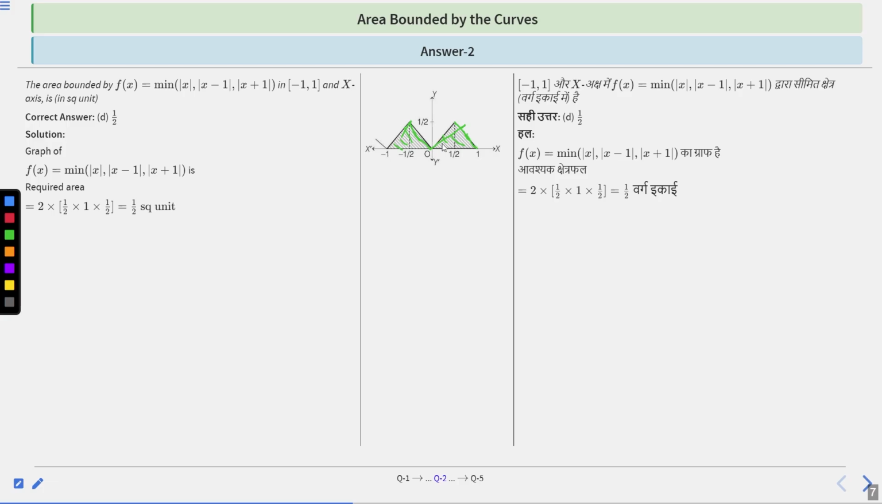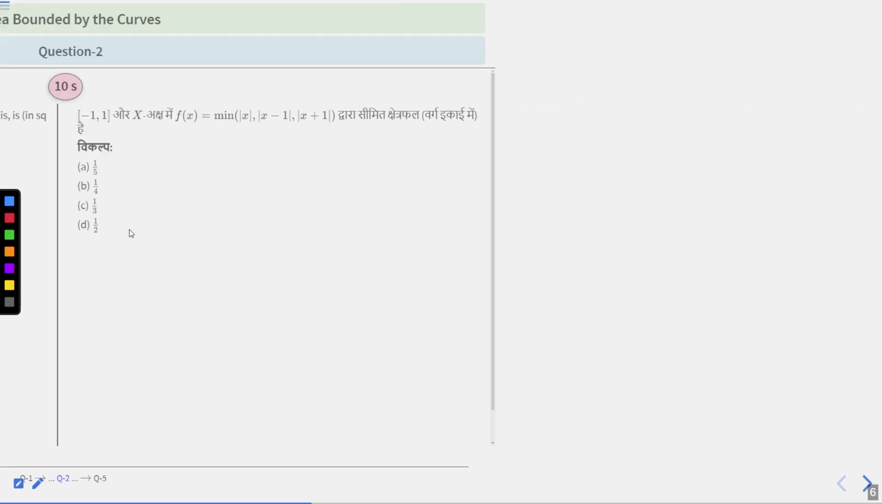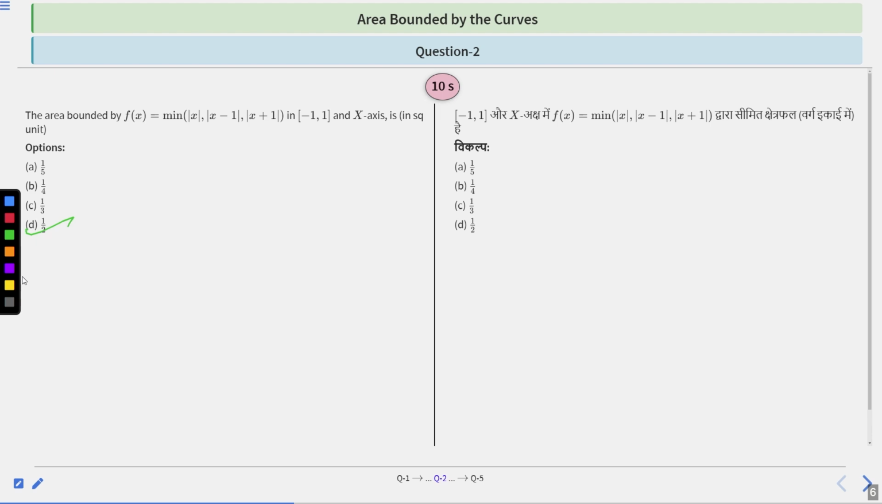Therefore the required area is 2 into 1 by 2 into 1 into 1 by 2, so it is equal to 1 by 2 square unit, right? Got it? So option D is the right choice.